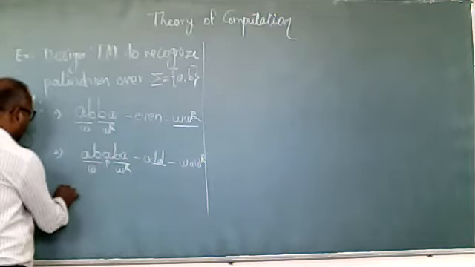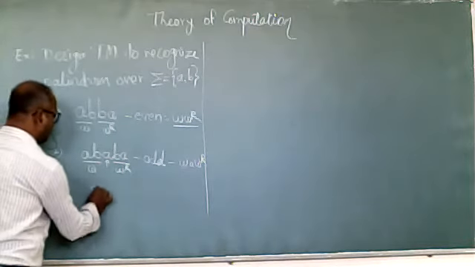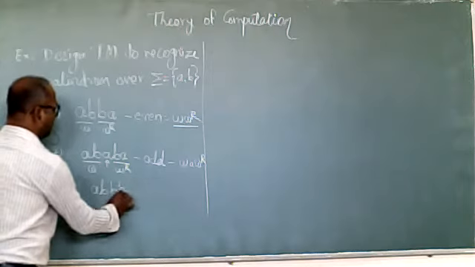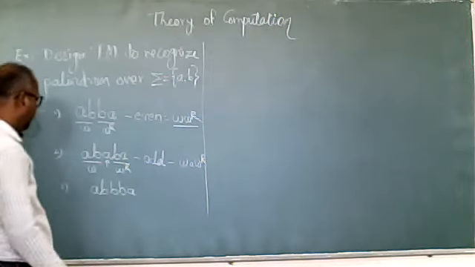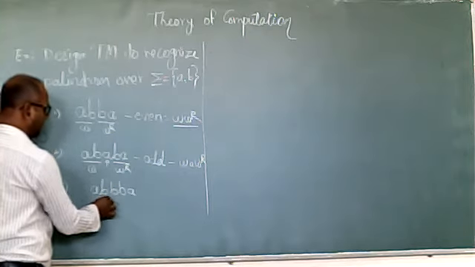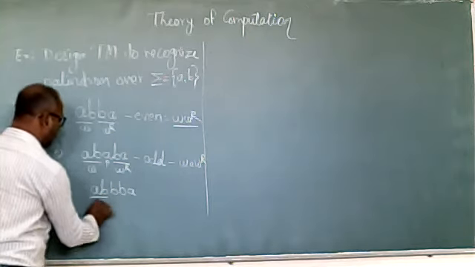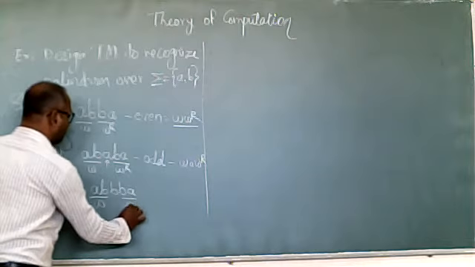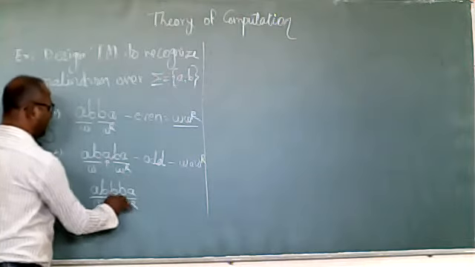Now the third type of palindrome we will get is abbba. Is this a palindrome? Yes, abbba, abbba. Yes, it is a palindrome. So it is again a W, this is the reverse of W, and this is the b.